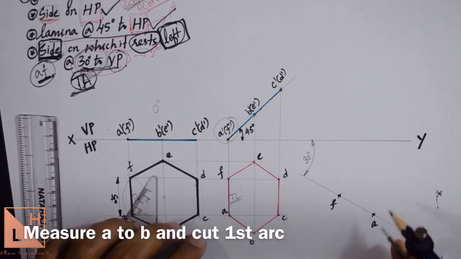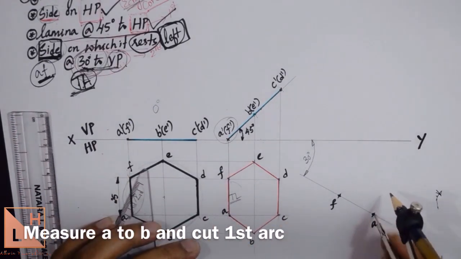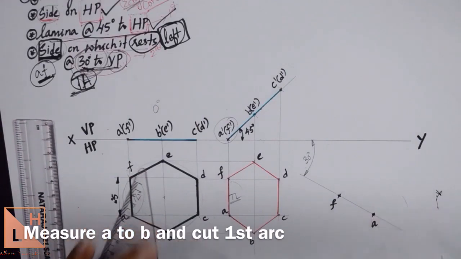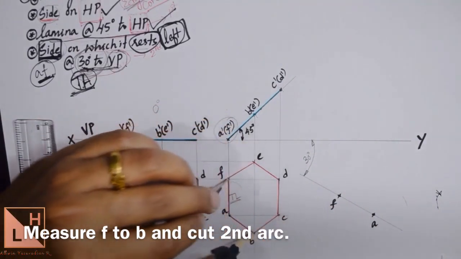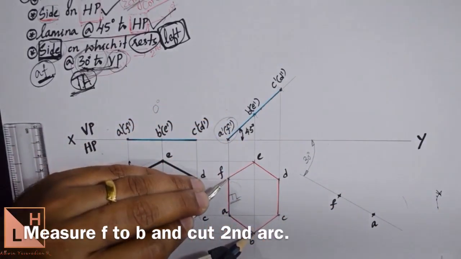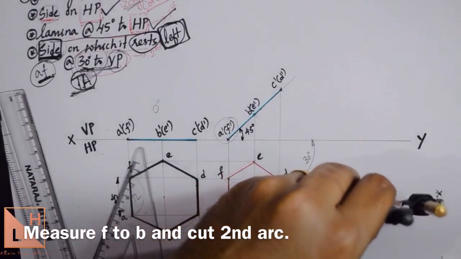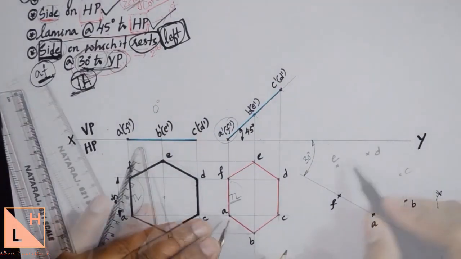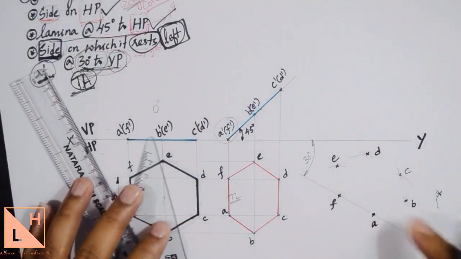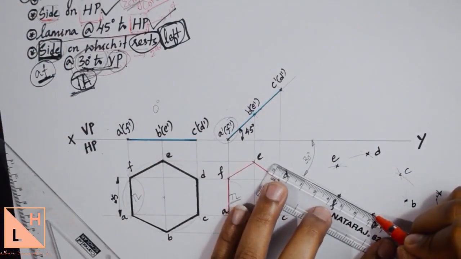So I measured A to B now. You can check it once again. Cut one arc from A. Measure the point B from F now, like this. Cut the arc from F. Now where it intersects, this will be the point B. Repeat the same with all the 6 points. You can join them with a dark line so that we complete the top view in the third position.